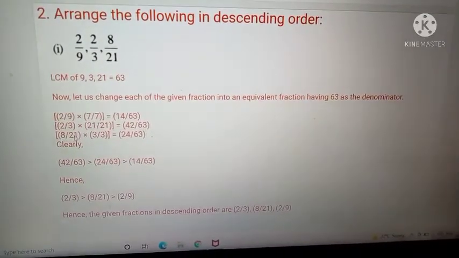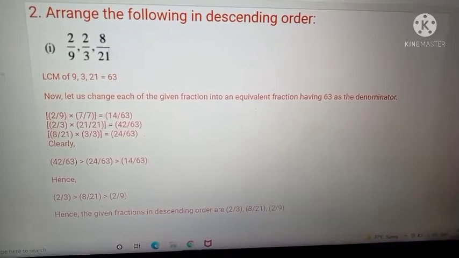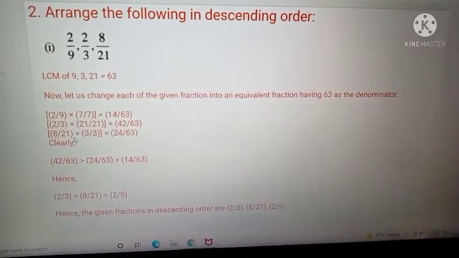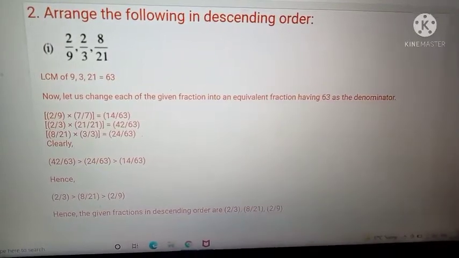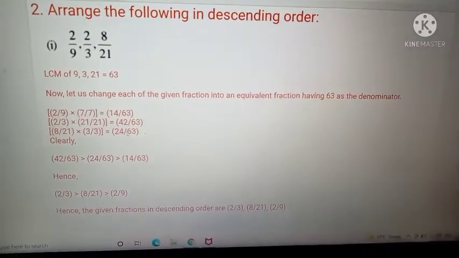2 by 3 into 21 by 21. Then 42 by 63. Then the last fraction 8 by 21. 8 by 21 into 3 by 3. Then also we got 63 as the denominator. 24 by 63.